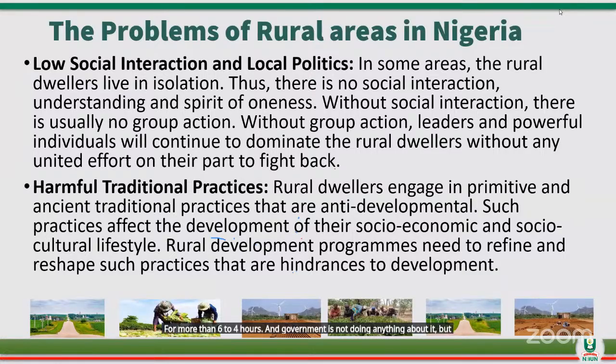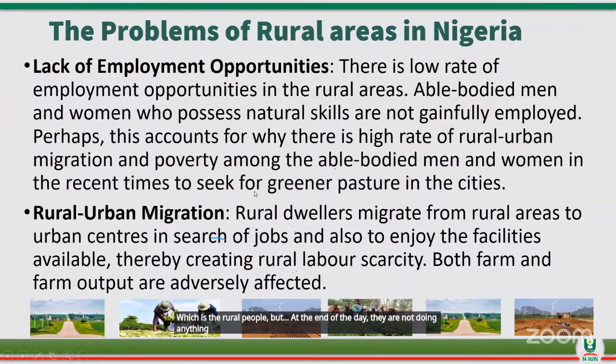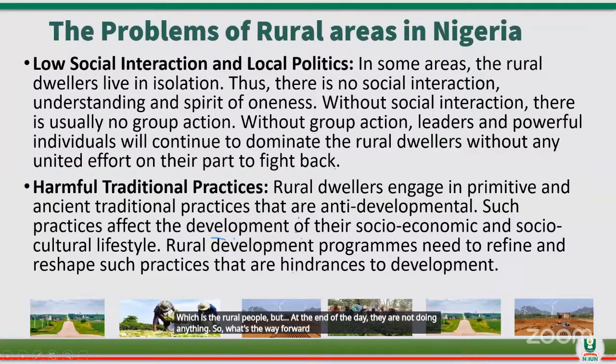But we have 3 tiers of government: federal, state, and local government that should take care of the grassroots, which is the rural people. But at the end of the day, they are not doing anything. So what's the way forward? And how can the rural area be developed?